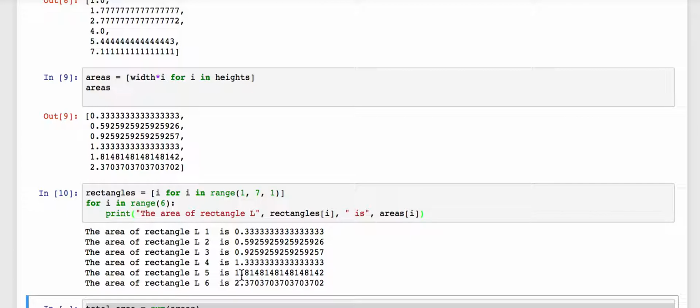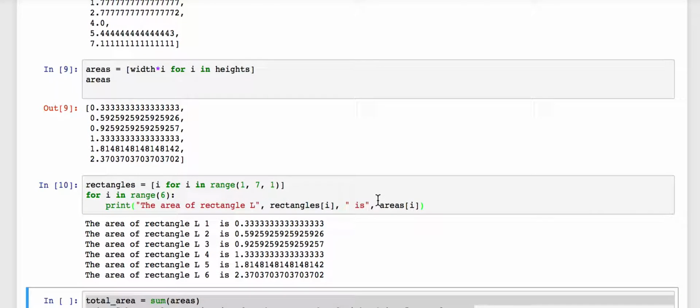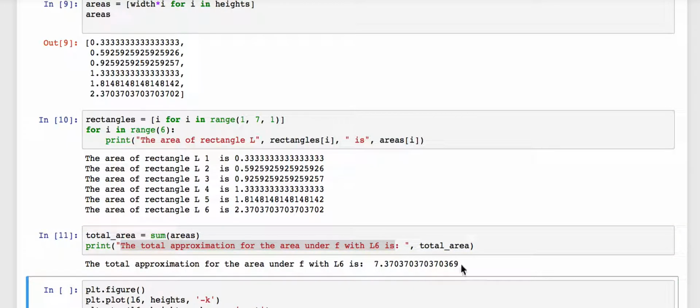So here we have a statement for each of these. This is not necessary, but I just thought maybe you would like to see it. Now all that's left to do is to add these all together. Again, I'm going to create a variable. I'm going to call it total area, and all we do is sum the areas, and I'll print the total approximation for the area under F with L6 is 7.370370370 repeating.